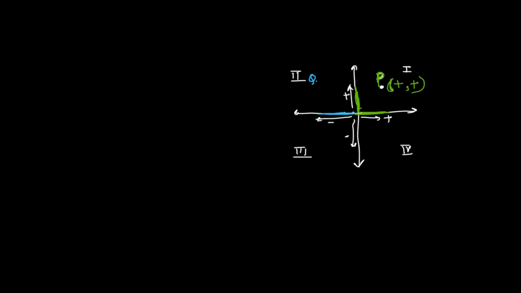Okay, point P. Let us take a point Q in the second quadrant. This distance, the distance from the y-axis, is negative, so negative x-axis and positive y-axis. So the coordinates will be negative and positive. We can have a point in the third quadrant: x is negative, y is also negative. And a point in the fourth quadrant here: x positive and y negative.